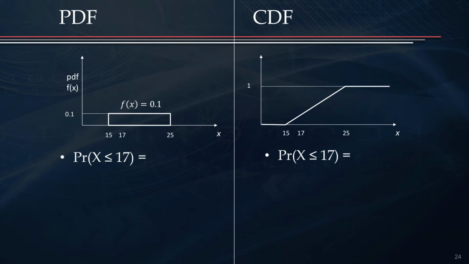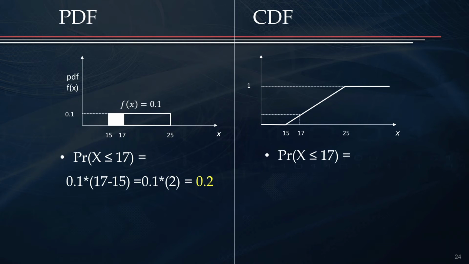So for example, let's say that I'm interested in the probability that the random variable X is less than or equal to the value 17. On the left-hand side, we can do this by calculating the area of this rectangle. This is the height, 0.1, times the difference in the end points of the range, which is just equal to 0.2.